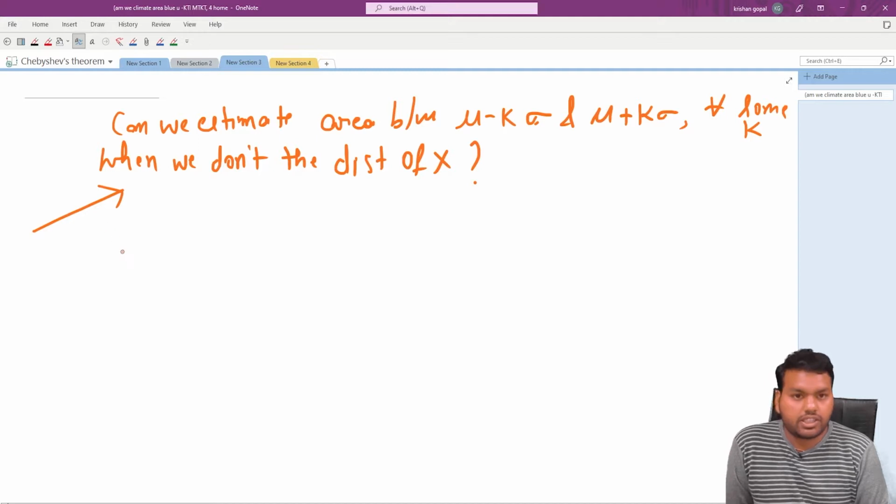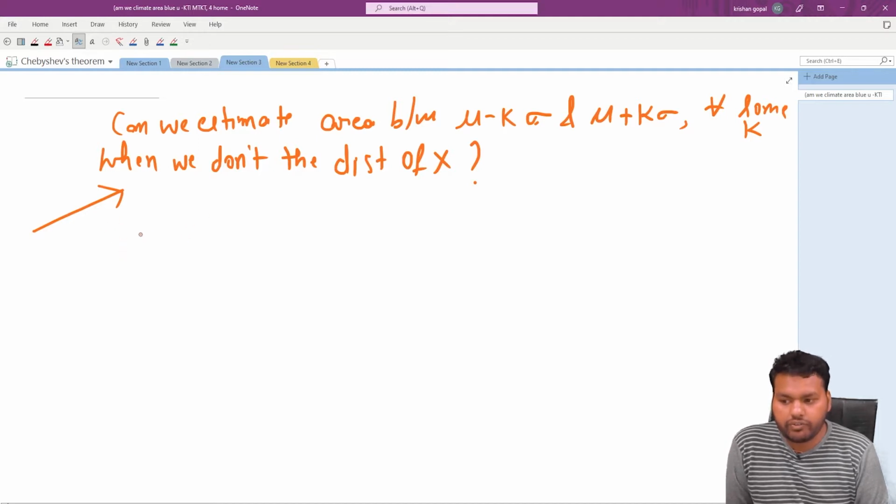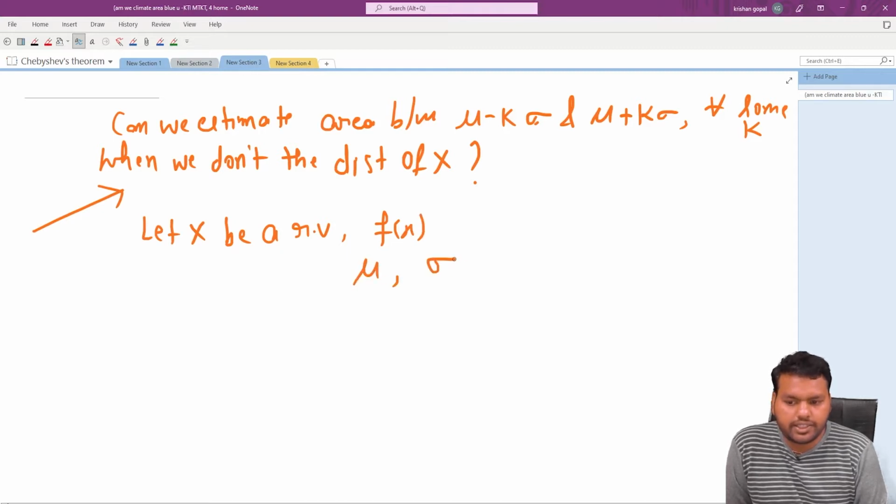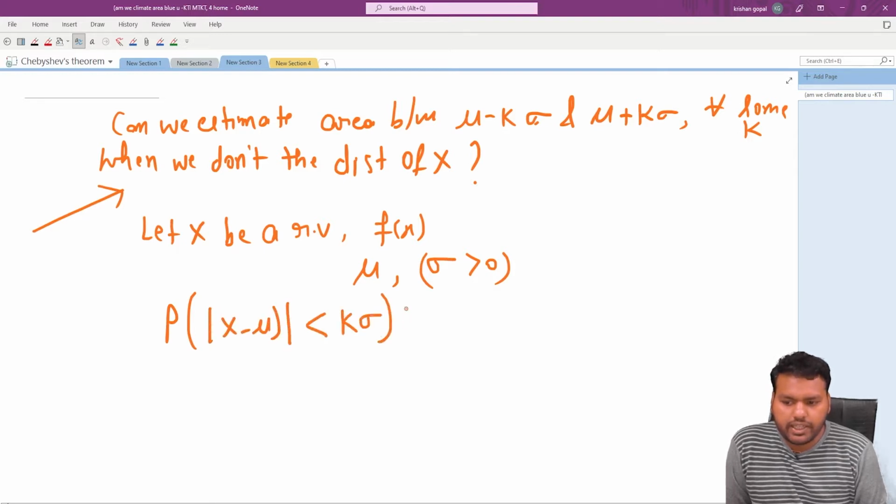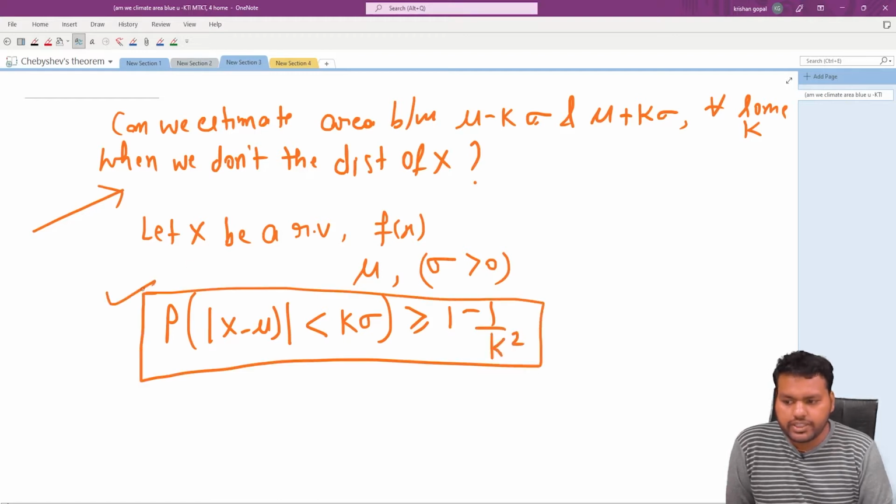To define the Chebyshev inequality, we need a random variable. Let X be a random variable whose PDF is f(x), whose mean is mu, and whose standard deviation sigma is greater than 0. According to the Chebyshev inequality, the probability that |x minus mu| is less than k sigma is greater than or equal to 1 minus 1 upon k square. This is the result of the Chebyshev inequality.